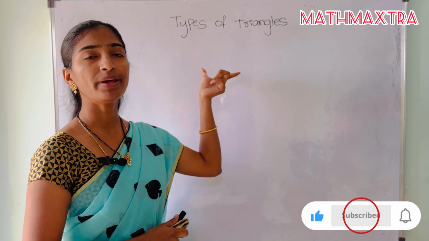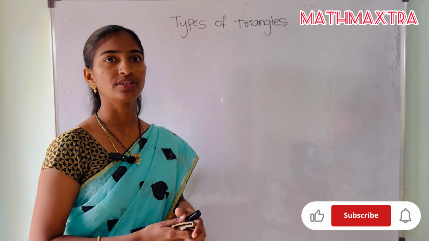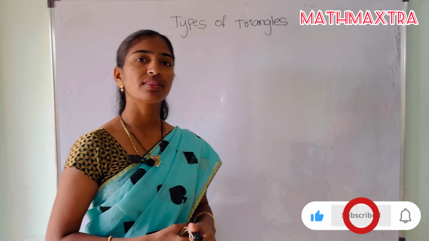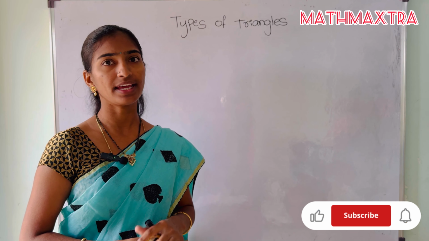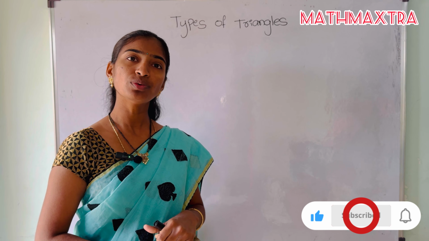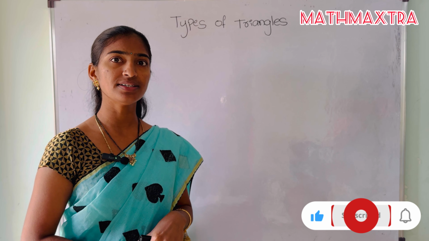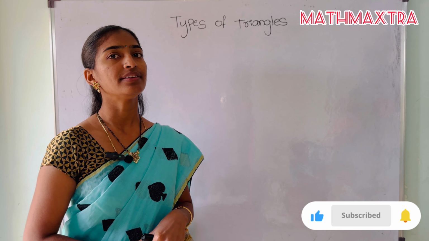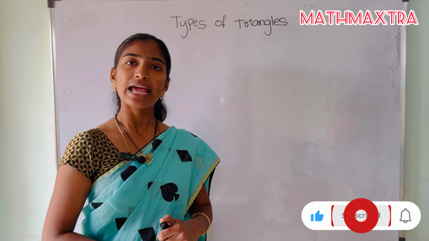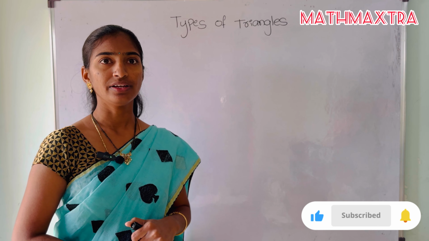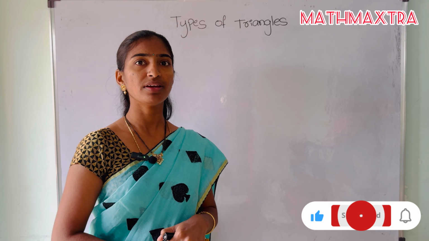So, our topic is types of triangles. What are the different types of triangles? We have two types of classification. One is based on the lengths of the sides of a triangle, and the other is based on the angles of a triangle. Now, we'll see one by one.